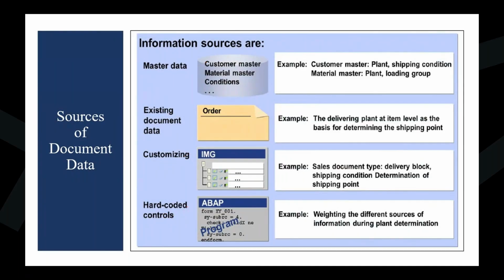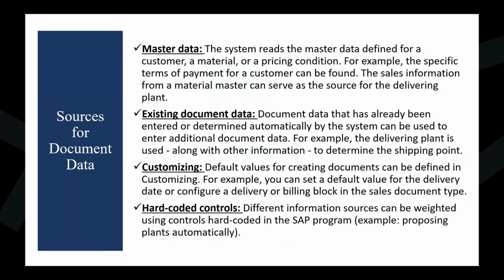Okay, so the first one is the master data. The system reads the master data defined for a customer or a material or a pricing condition. We already understood all these topics in our master data session. We covered them extensively. For example, the specific terms of payment for a customer can be found. The sales information from a material master can serve as the source for the delivering plant.